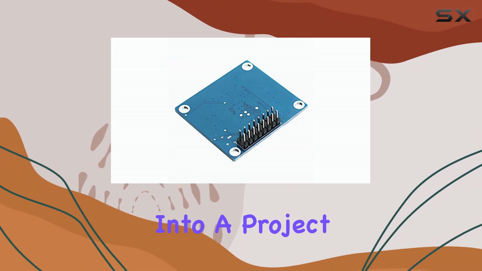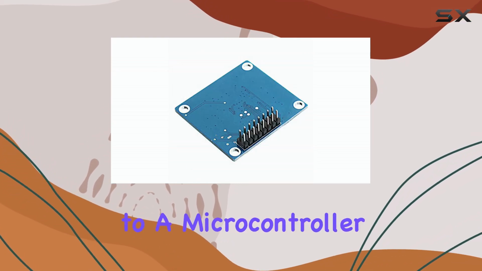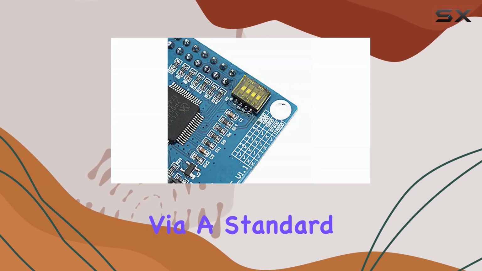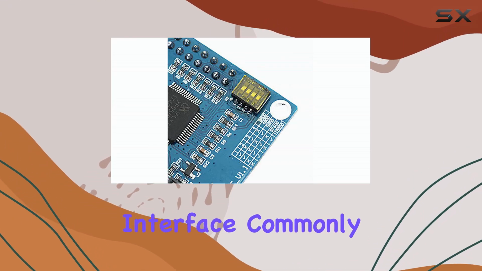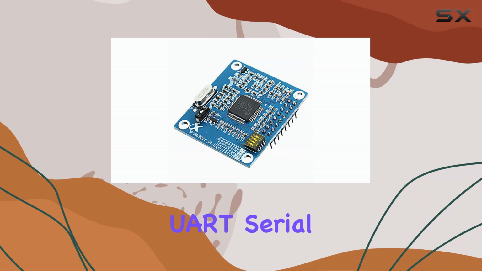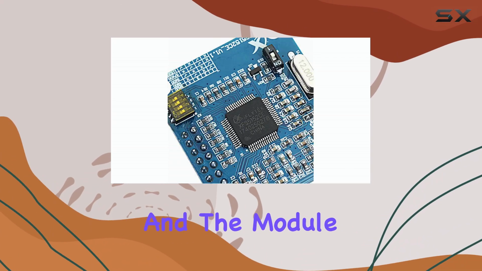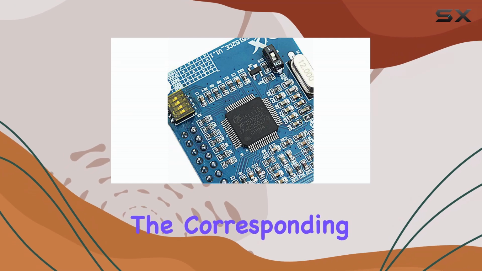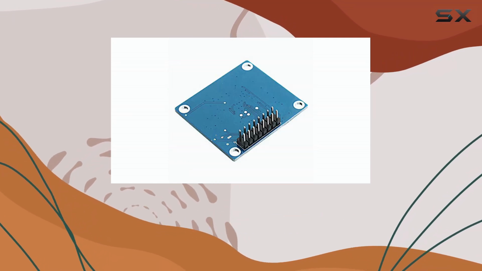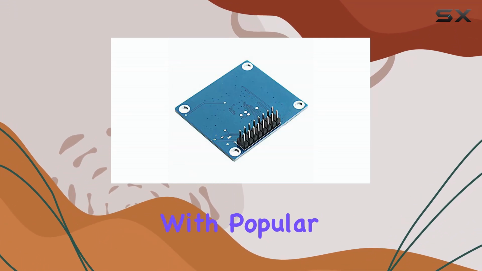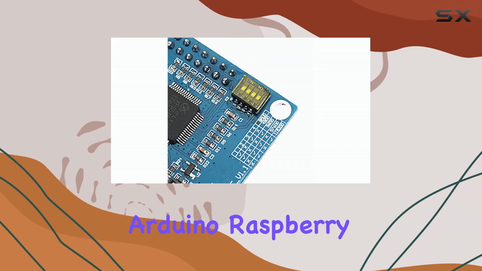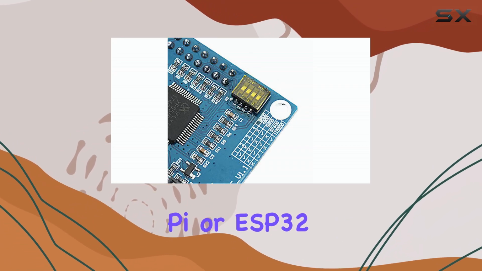Integrating a module like the XFS5152CE into a project typically involves connecting it to a microcontroller via a standard communication interface, commonly UART serial. You would send commands and text strings over this interface, and the module would then output the corresponding audio. This makes it relatively straightforward to interface with popular development boards like Arduino, Raspberry Pi, or ESP32.